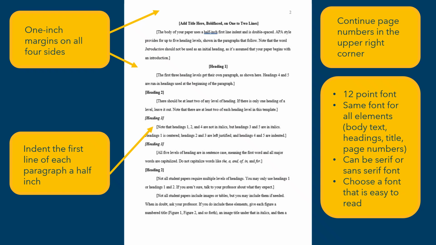Use the same font for all parts of your paper: body text, headings, titles, tables, page numbers, and image titles. Use 12-point font for all the elements of your paper. You may use either a serif font such as Times New Roman or Garamond, or sans serif fonts such as Calibri or Avenir. Make sure any font you use is clear and easy to read.